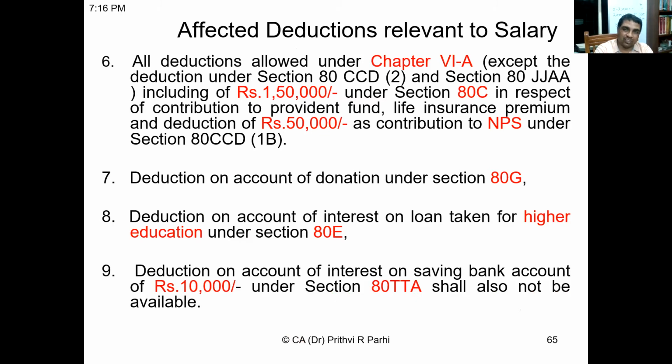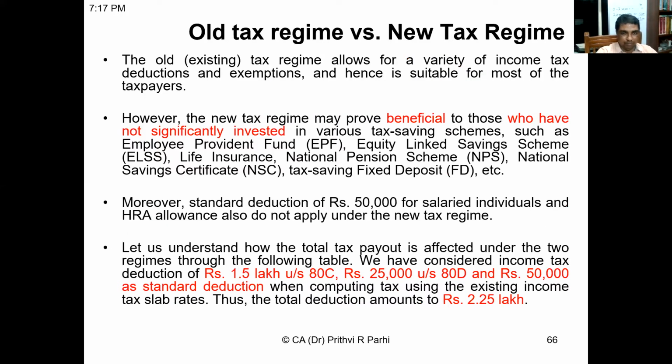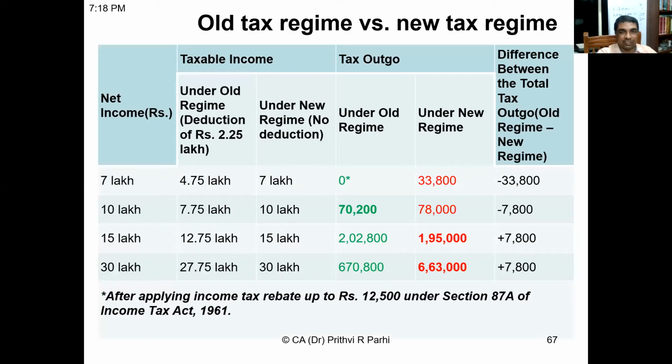Chapter VI-A deduction up to 1,50,000 rupees, and in some special cases when investment is made in the national pension scheme, another 50,000 rupees. These Chapter VI-A deductions will not be allowed. Deduction under section 80G for various donations made will not be allowed. Interest paid on an educational loan under section 80E, that deduction will not be allowed. For interest from a savings bank account, 10,000 rupees is normally allowed under section 80TTA, that will also not be allowed if you go for the new scheme. Therefore, you have seen various deductions are not allowed.